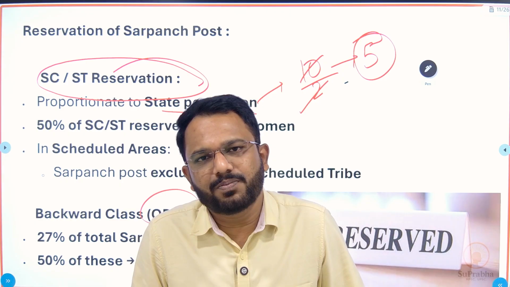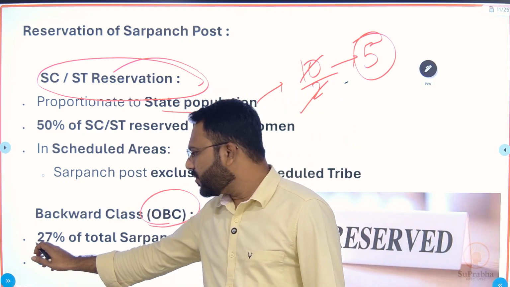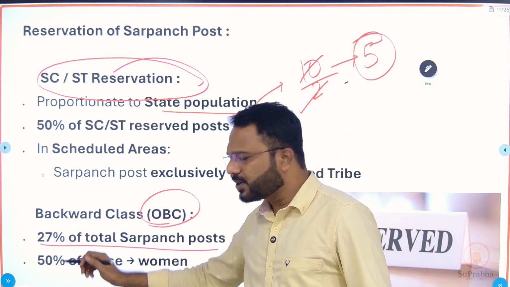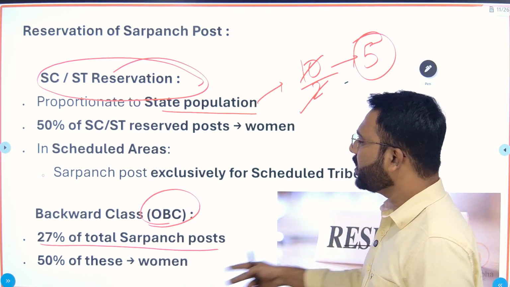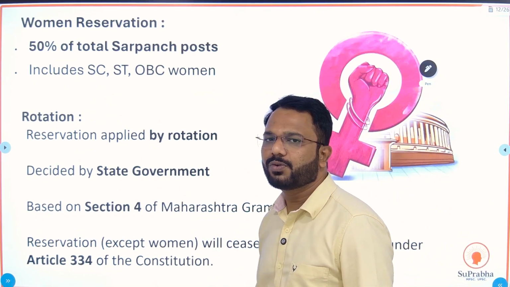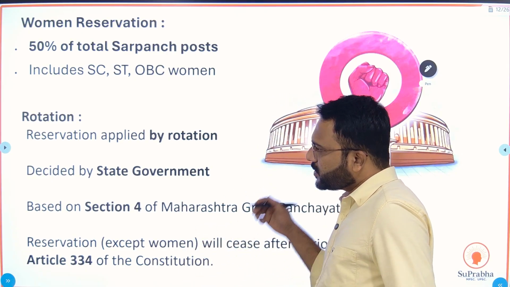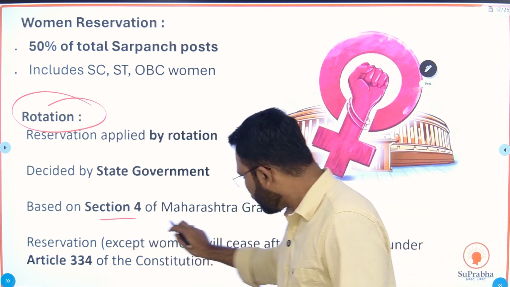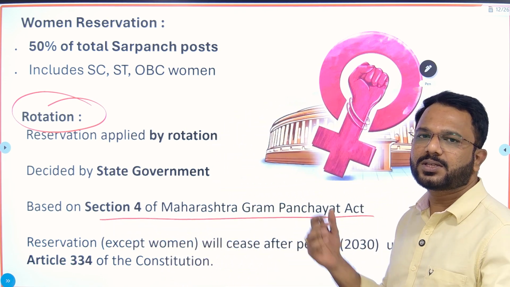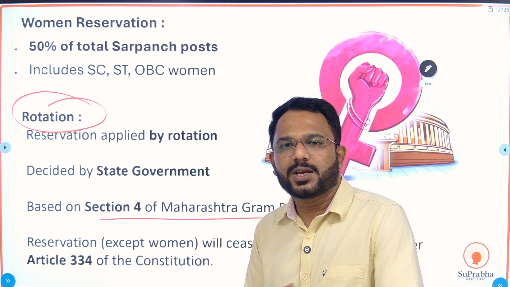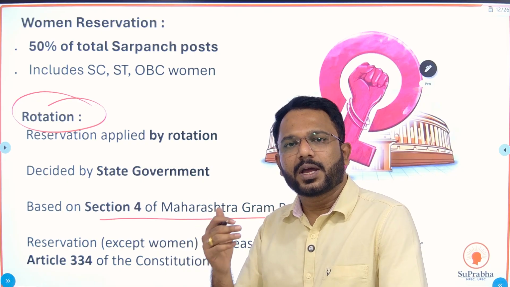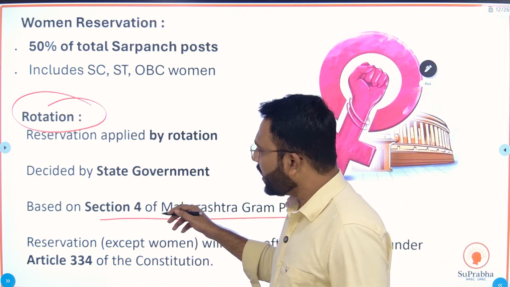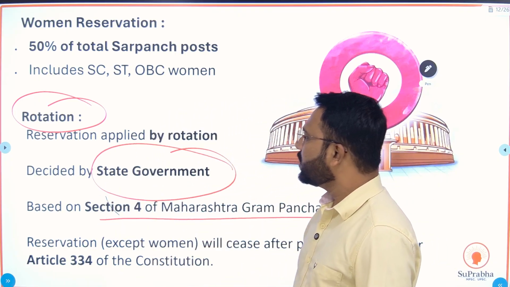The Maharashtra Gram Panchayat Act provides 27% reservation for the OBC community. And from this 27%, 50% of posts are reserved for women belonging to other backward classes. We have gone through the women reservation before. So there is another concept named rotation of this reservation. Section 4 of the Maharashtra Gram Panchayat Act deals with this rotation of reservation, and this section defines the overall procedure and the authority which will conduct this rotation, and this authority here is the state government.